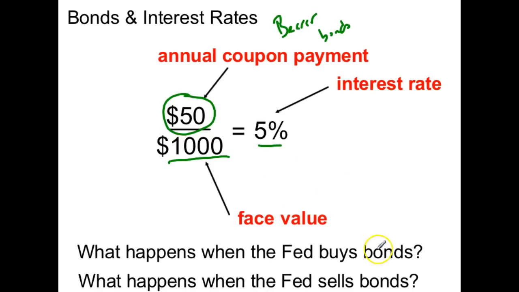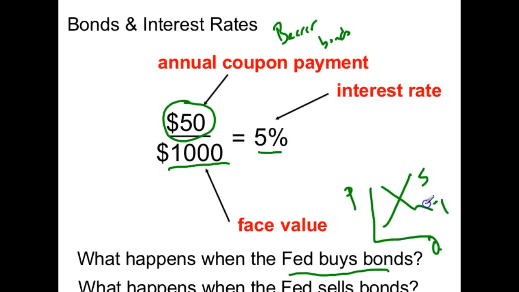So let's think about this. If the Fed is buying bonds, you can imagine a very simple supply and demand here, right, for bonds. So price, quantity, supply, demand. And the Fed buys bonds. That increases the demand, or you could look at it as decreasing the supply, right? There's not as many available out there.